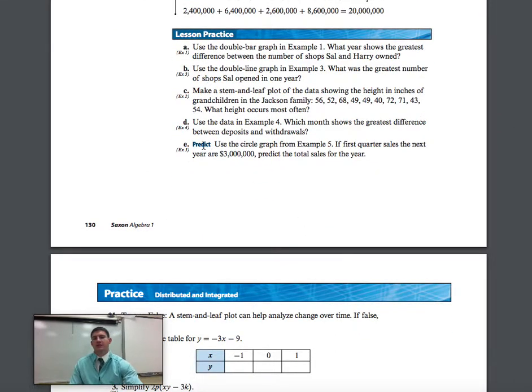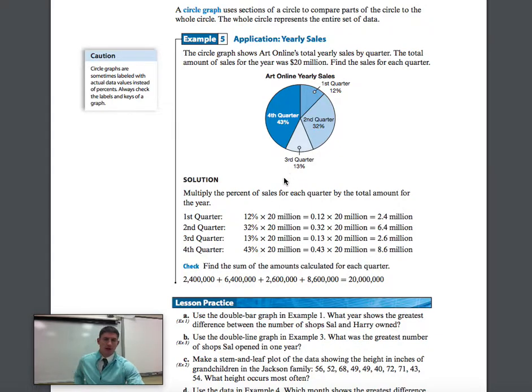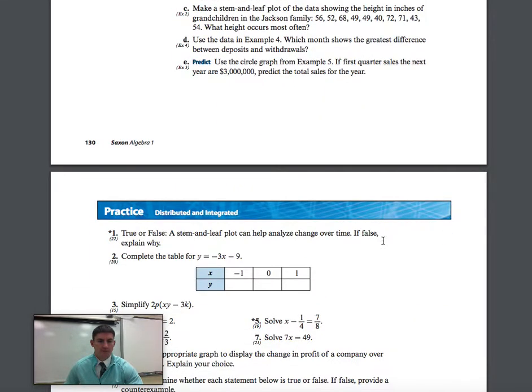Letter E says predict. Use the circle graph from example 5. If the first quarter sales the next year are 3 million, predict the total sales for the next year. So let's see. Here in the first quarter, 12% was worth 2.4 million. So if 3 million is that new sales, you're going to predict maybe that there's that same increase. So 2.4 to 3 million is an increase of $600,000, or a pretty decent percentage of that overall amount. And in this year, you sold 20 million and you went up. Maybe you're going to sell between 23 and 25 million as a way to estimate that overall.